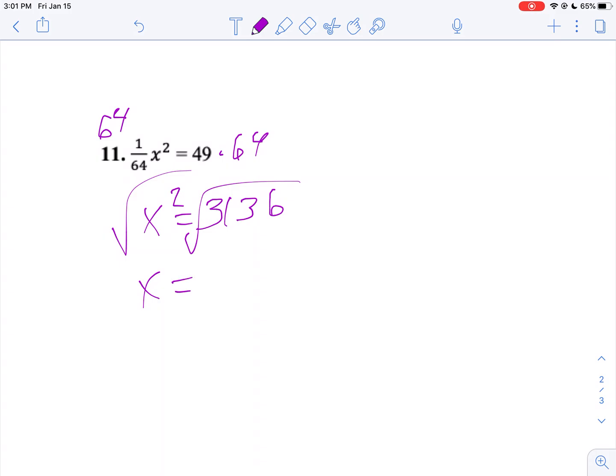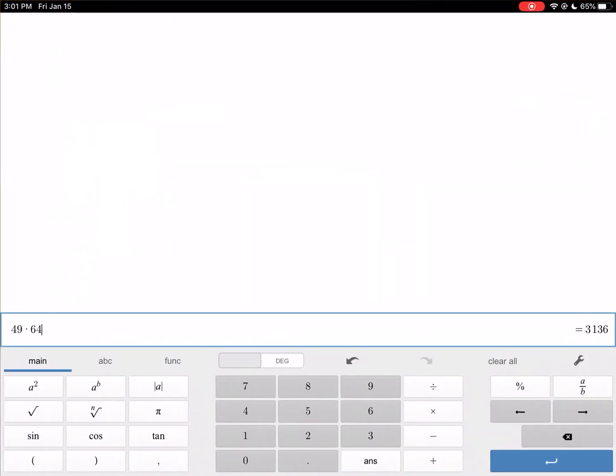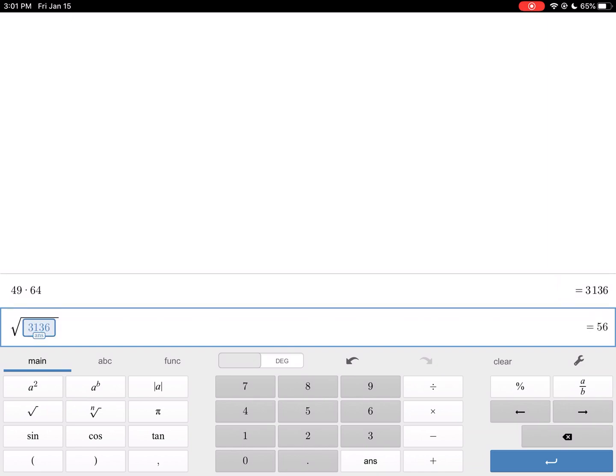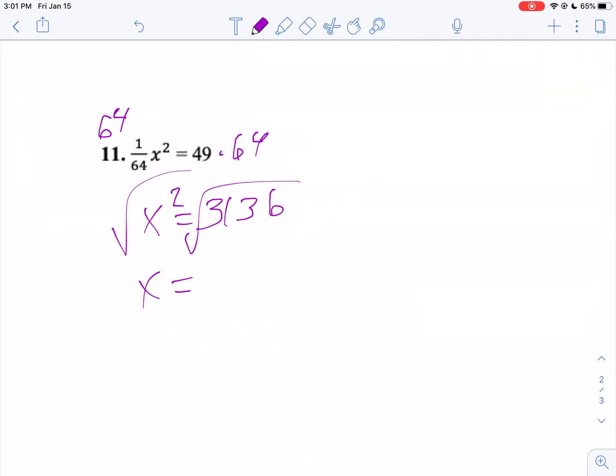And if you take the square root of 3136, we get 56. And there are two answers, because if you square negative 56, you get 3136. If you square positive 56, you get 3136. So our answer is x equals plus or minus 56.